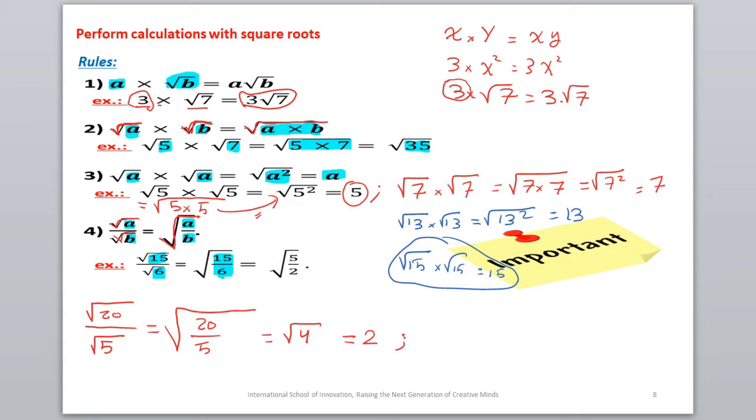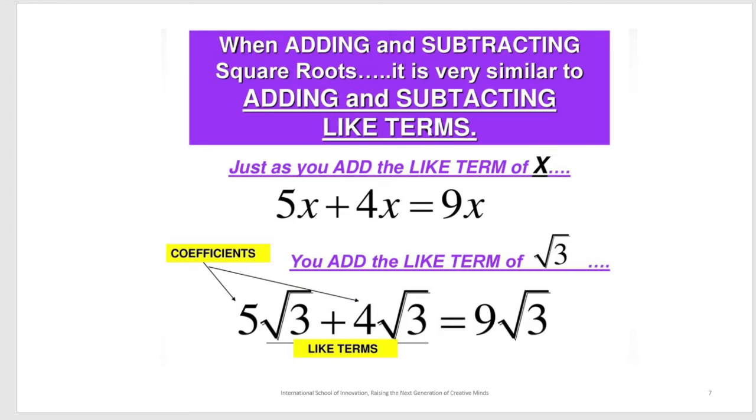Okay. One more and the last example for today is radical 11 over radical 11, for example. So it's equal to radical 11 over 11. 11 over 11 is 1. So it's radical 1. And I already know from the previous part that radical 1 is equal to 1. Right. Let's start now the new idea.